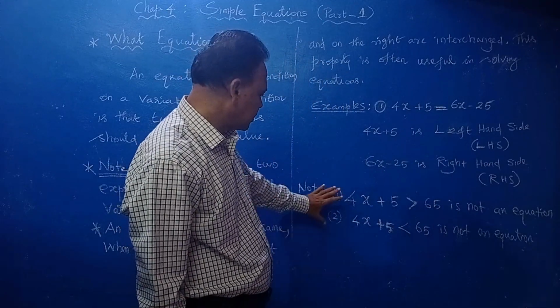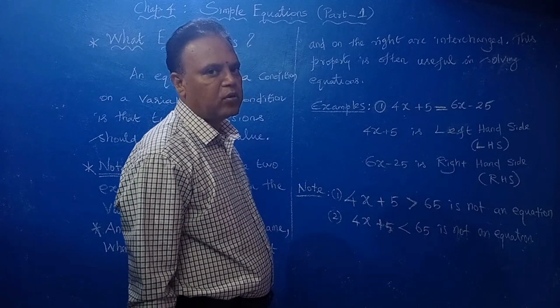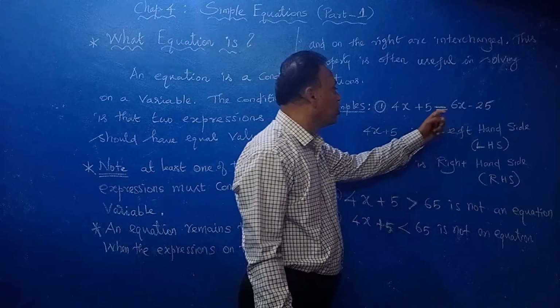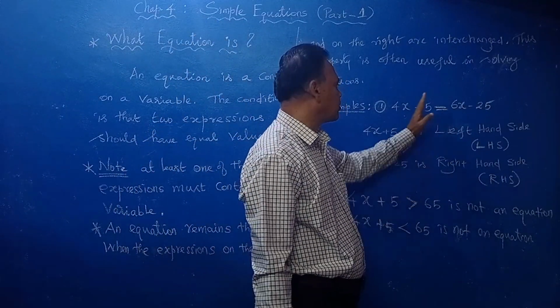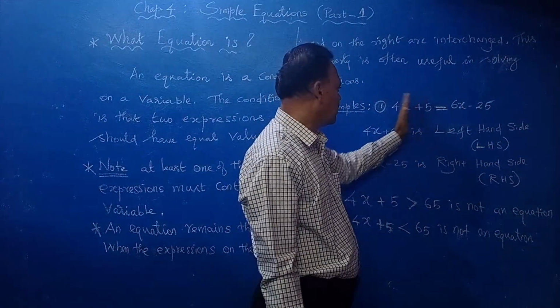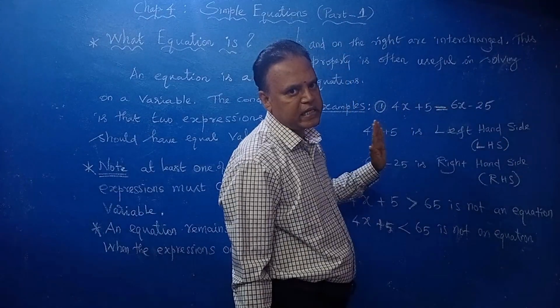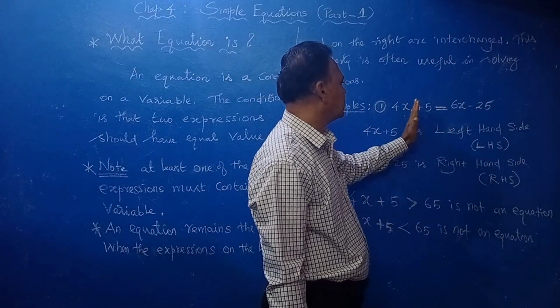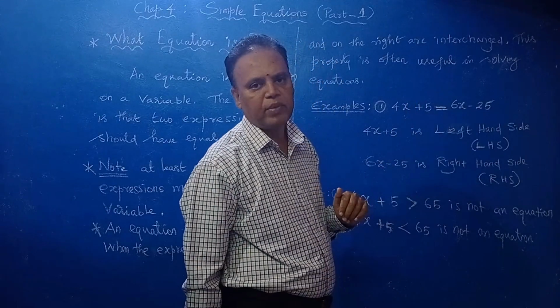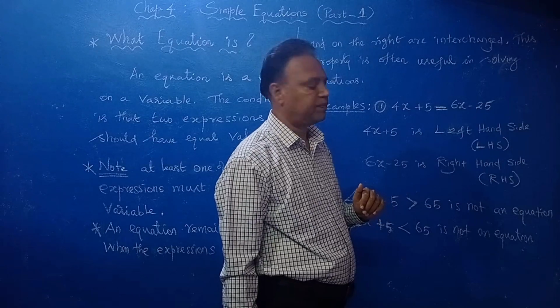So this note is very important. You have to always remember. An equation means you should have the equal symbol. On both sides you have some expression. Here one expression, here one expression. Clear? At least on one side you should have a variable. Then only what we will get? An equation. Understand?